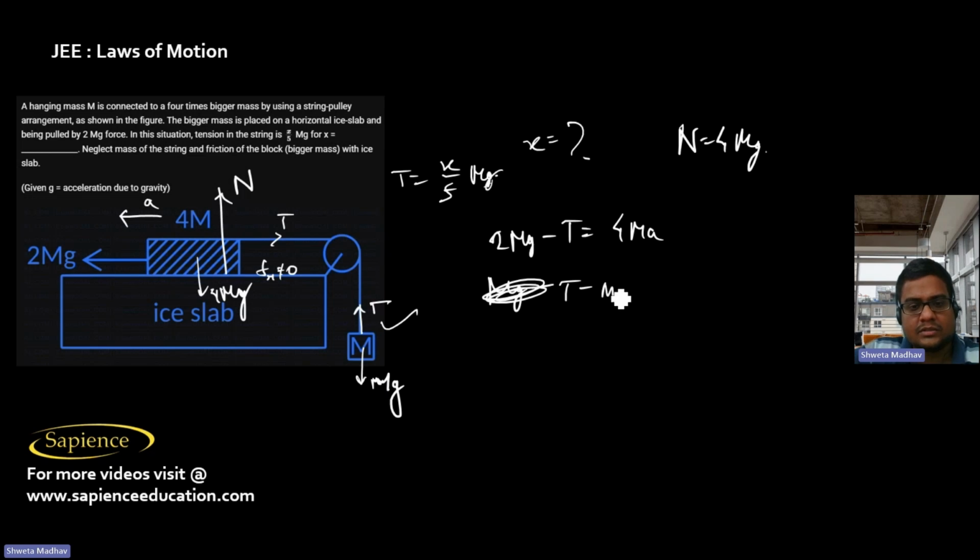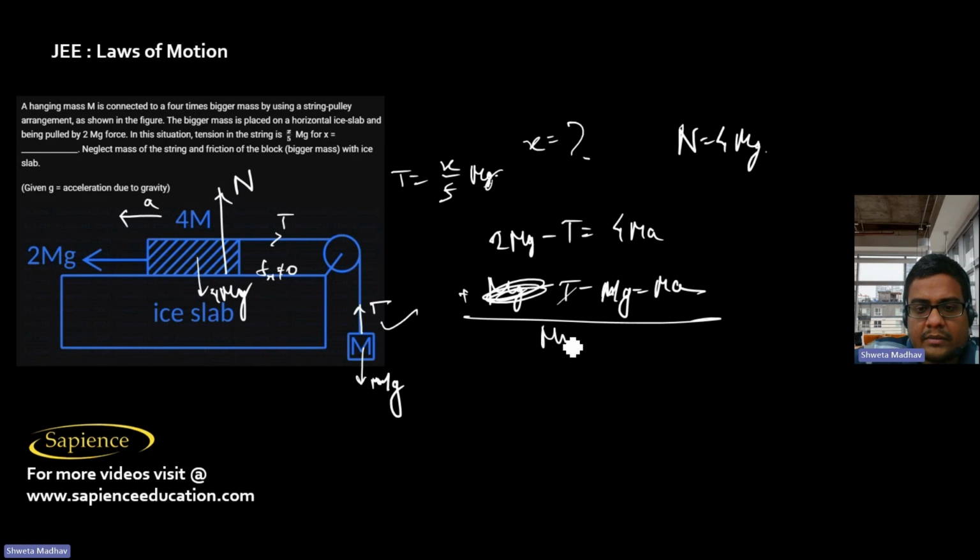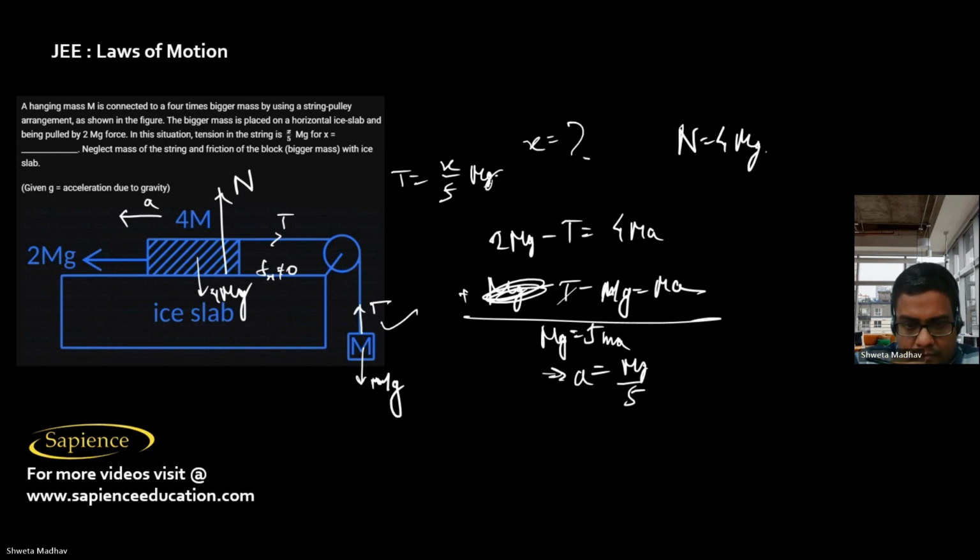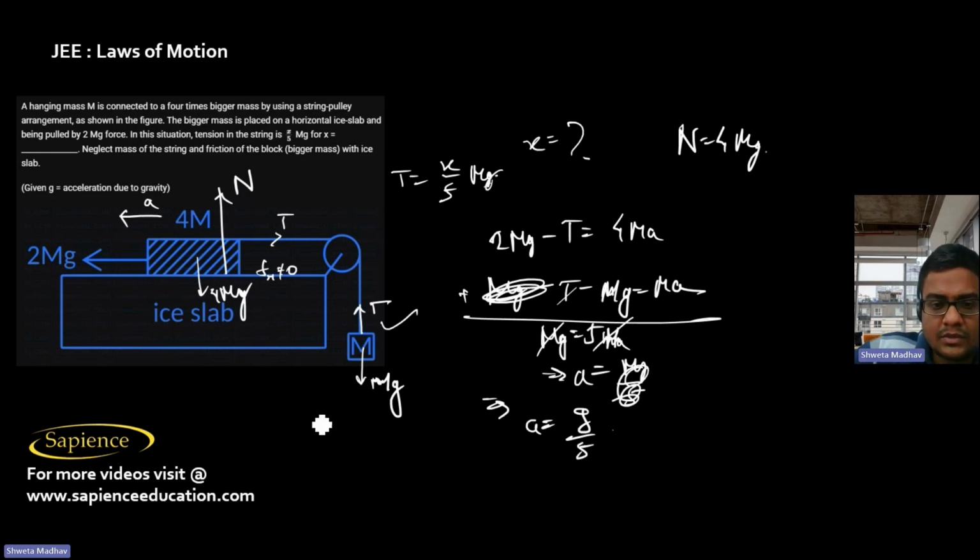T minus mg is equal to ma. Now if we add them, then T will get cancelled, then we will get mg equal to 5 ma. Sorry, mg equal to 5 ma. So m will cancel out. So a will be equal to g by 5. So the acceleration is g by 5.